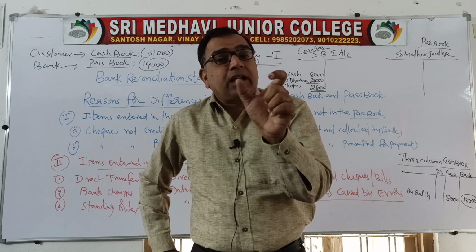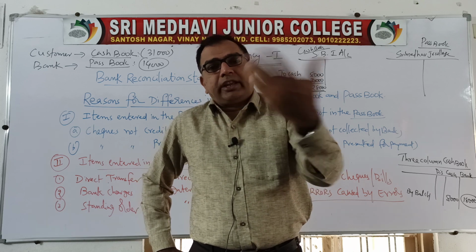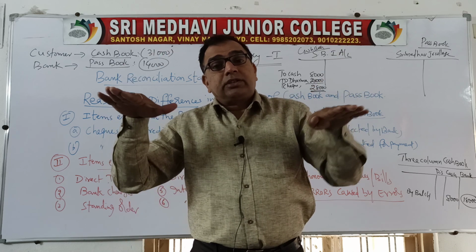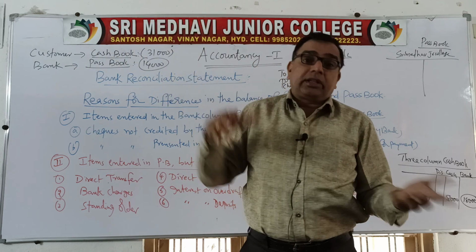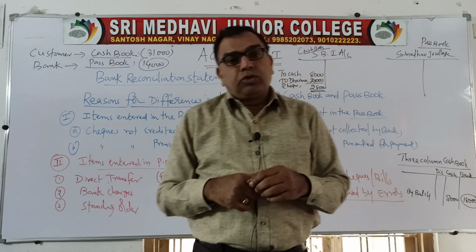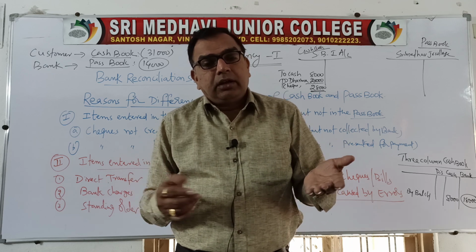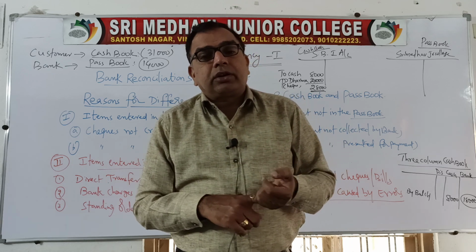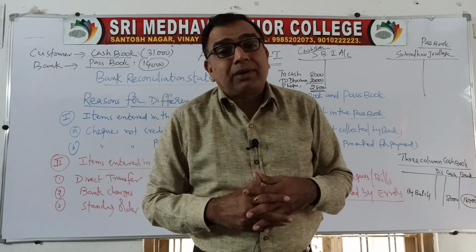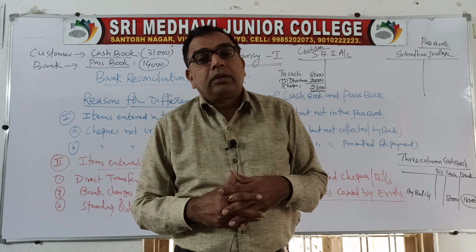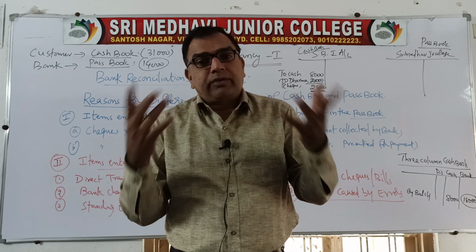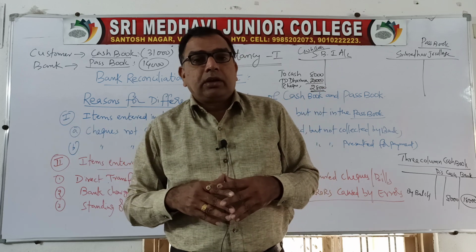This is called disagreement. Agreement of balance means both are the same. Disagreement means ups and downs. Sometimes the bank may be showing more balance than the college balance. As per our college cash book, the bank balance may be only 20,000, whereas the bank account may be showing 2 lakh rupees. Why is this happening? What are the various reasons that we are going to discuss?